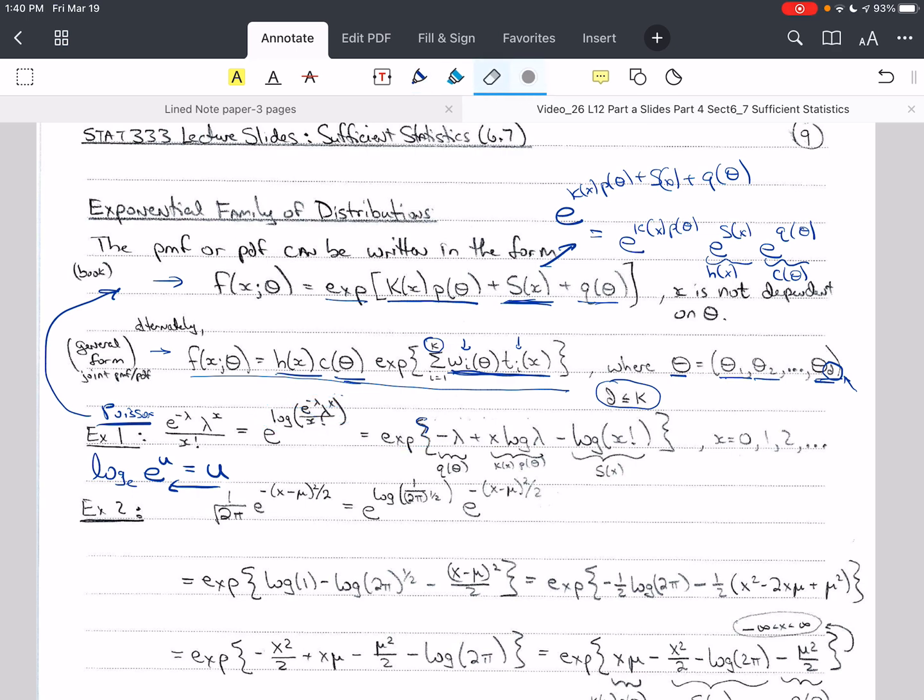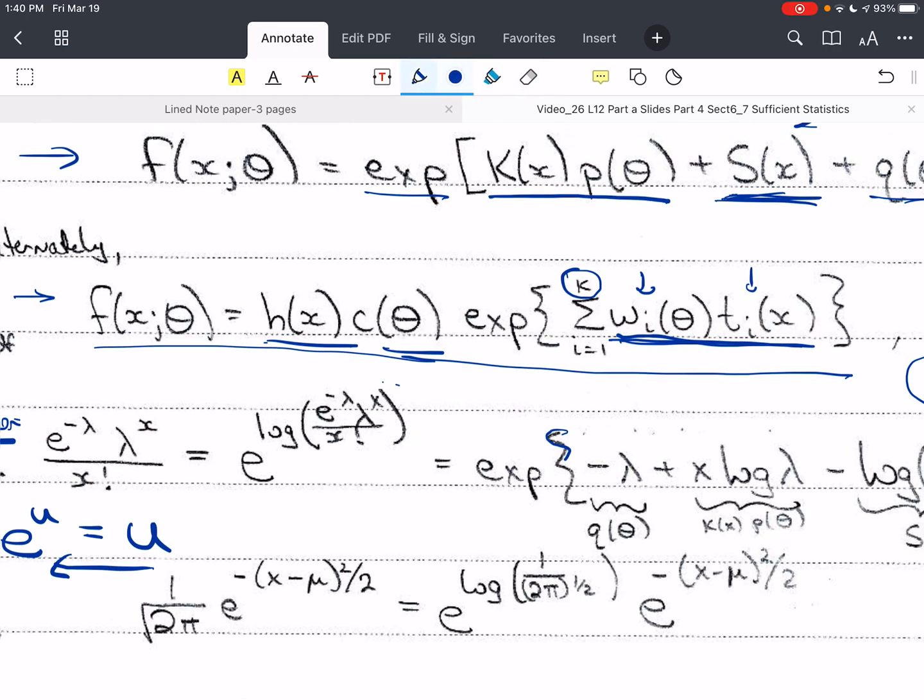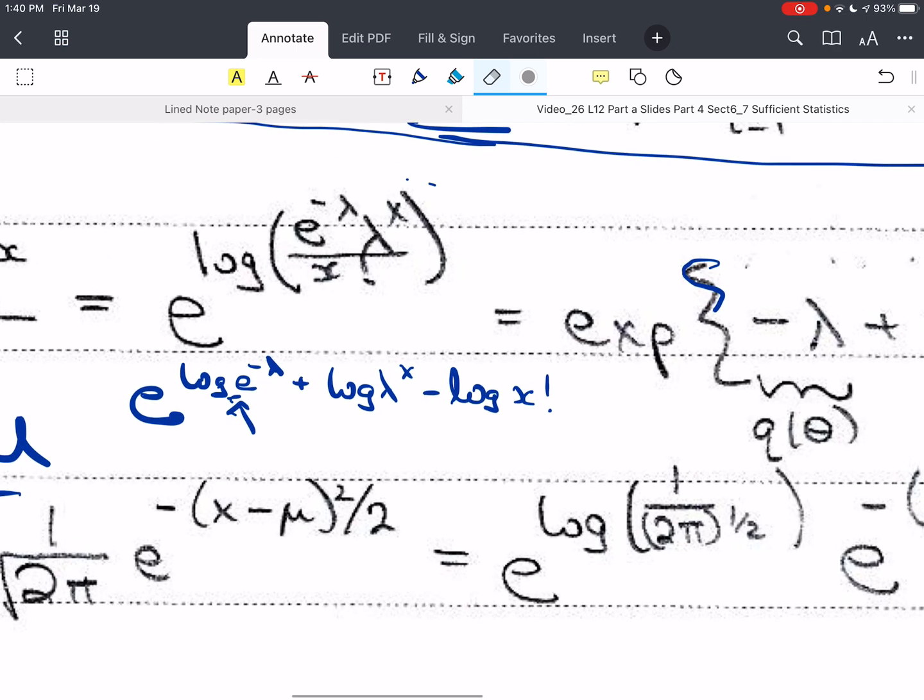Let me clean this up, and let's zoom in a little bit. So I can write this as e to the log of e to the negative lambda plus log of lambda to the x minus log of x factorial, because it's on the bottom. Now this term is negative lambda log e, and this is log base e, so this is still not very clear because I'm not zoomed in enough.